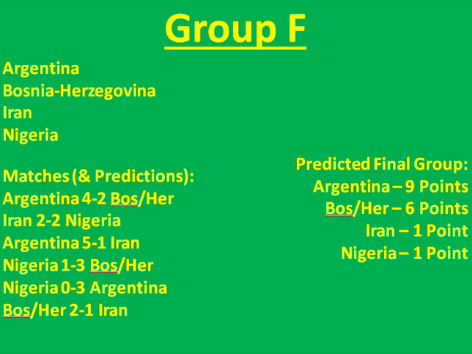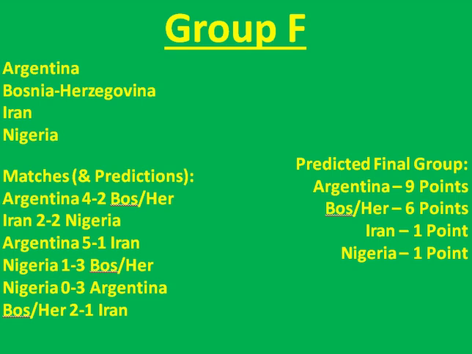Nigeria losing 3-1 to Bosnia-Herzegovina, Nigeria losing 3-0 to Argentina, and Bosnia-Herzegovina triumphing 2-1 over Iran, leaving the predicted final group fairly predictable, with Argentina going through unbeaten on 9 points, Bosnia-Herzegovina going through on 6, Iran and Nigeria being eliminated on 1 point each.